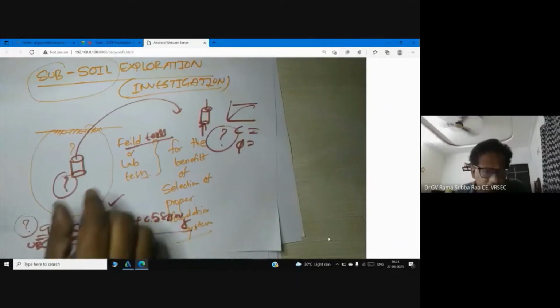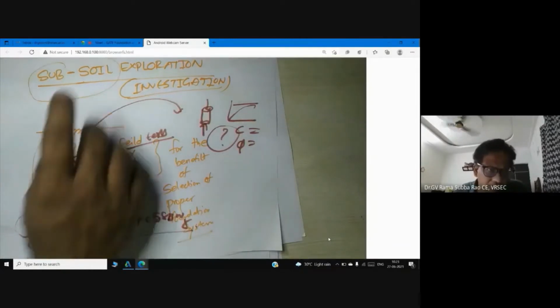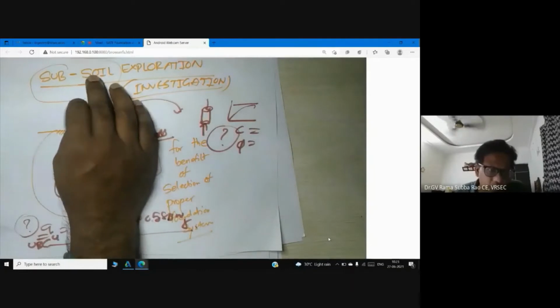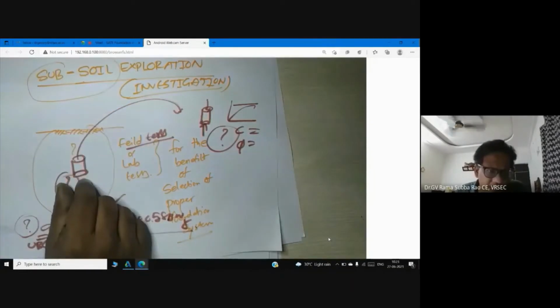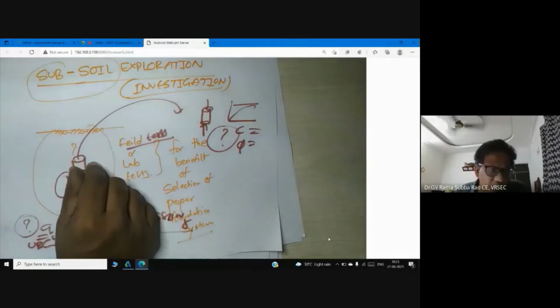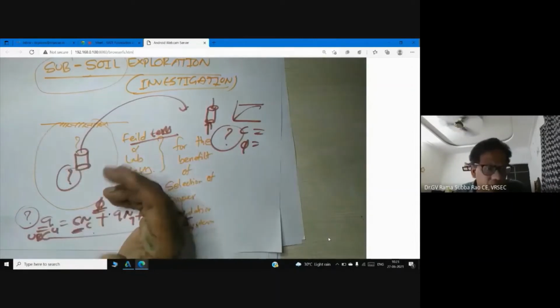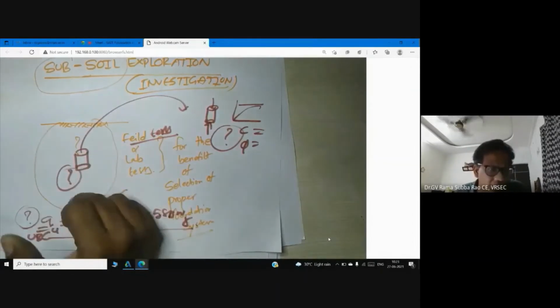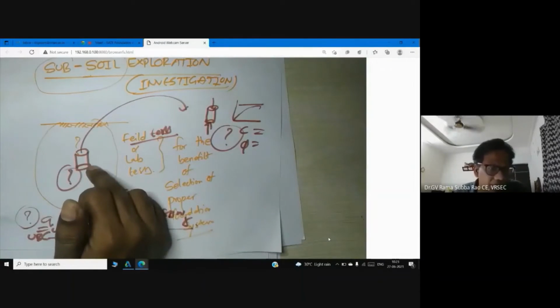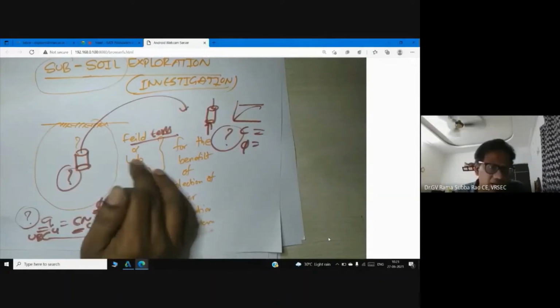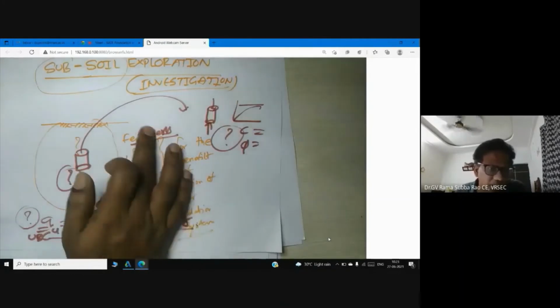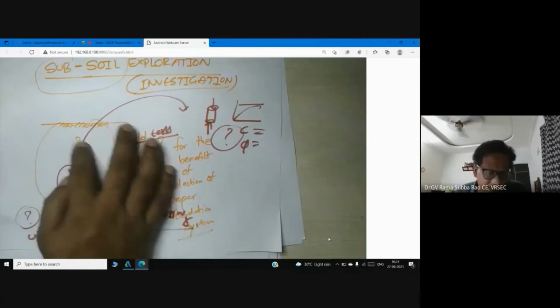So collection of soil samples is nothing but a part of soil investigation. We collect soil sample from the field, and also during collection, we simultaneously conduct some field tests, like the very popular field test in India, standard penetration test, SPT, and CPT. CPT is a sophisticated test, cone penetration test. Laboratory tests are covered in soil mechanics, so we highlight field tests in foundation engineering.